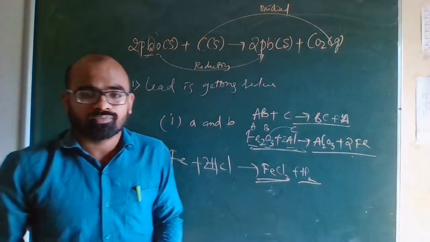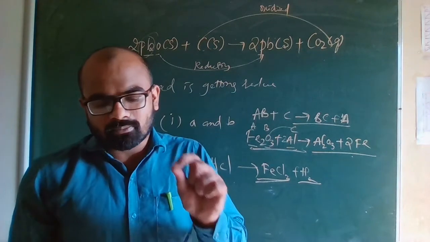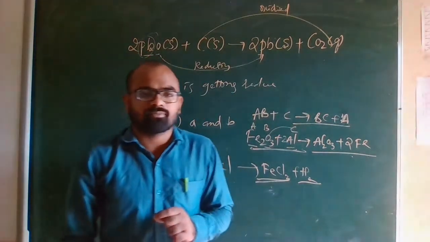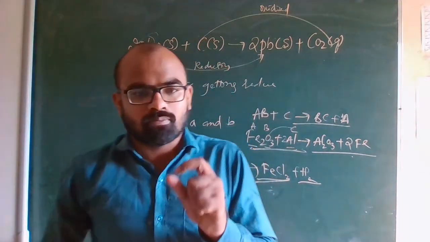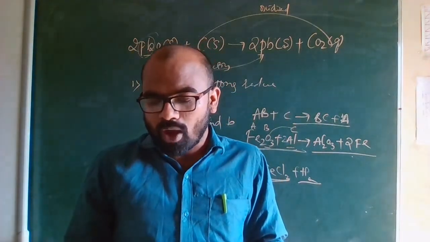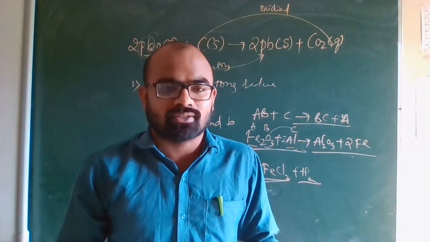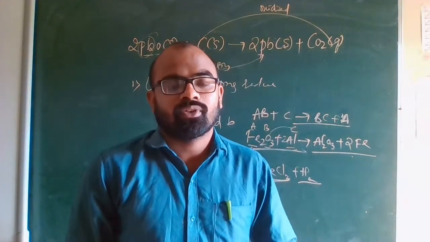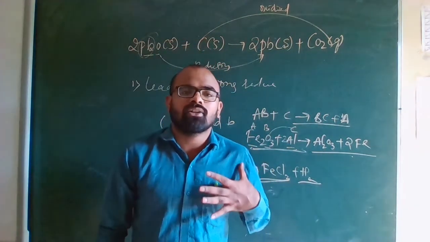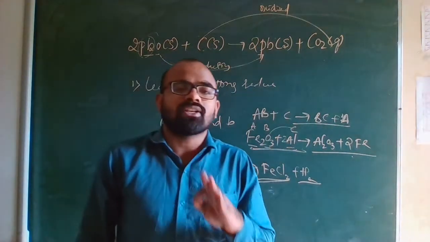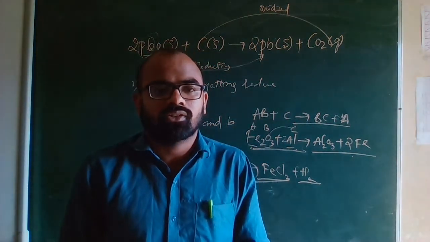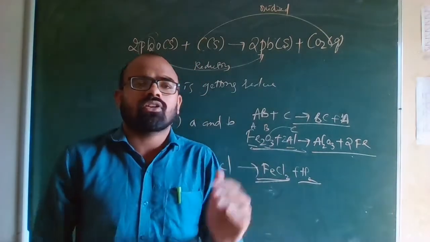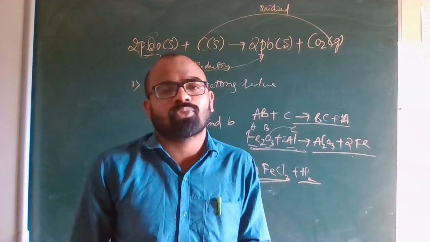Fourth question. Shall we move? What is a balanced chemical equation? Why should a chemical equation be balanced? See, a balanced chemical equation is the chemical equation which has an equal number of atoms or ions in both the reactant and product side.